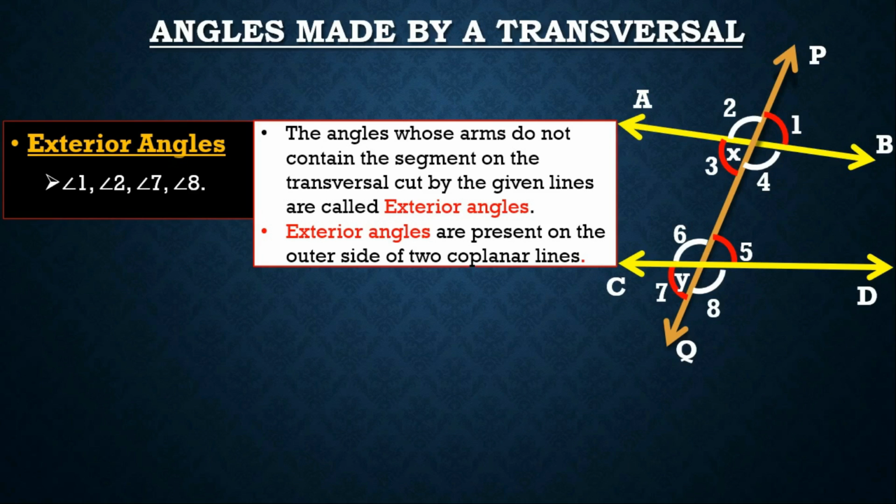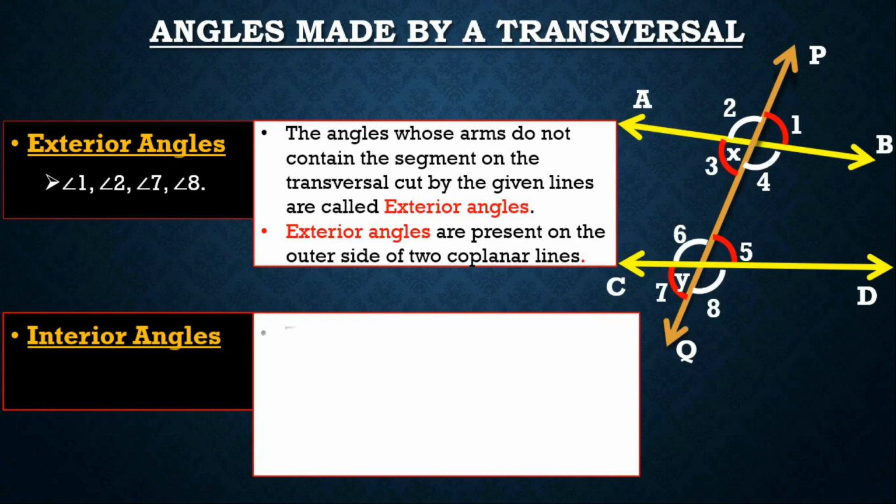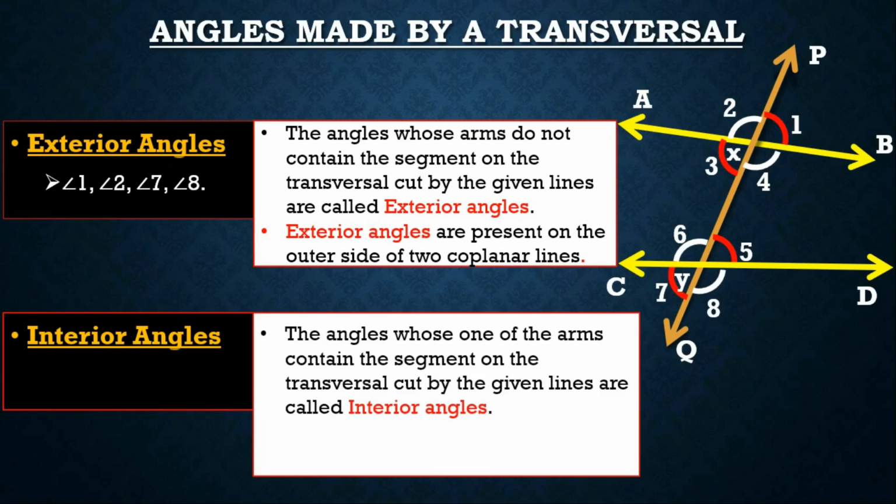Now let us see about interior angles. So what are interior angles? The angles whose one of the arms contains a segment on the transversal cut by the given lines are called interior angles. So see this angle AXY. Here are the two arms AX and XY. Among these two arms AX and XY, one arm is a segment of the transversal line, right? So angle AXY is an interior angle. Why? Because it contains one arm as a segment of the transversal line.